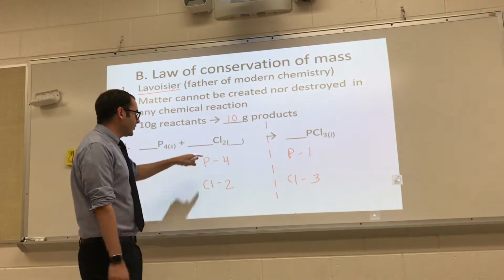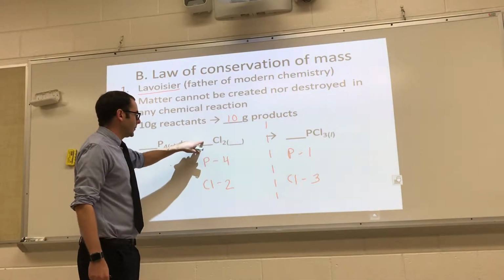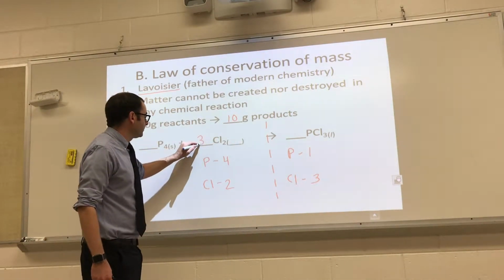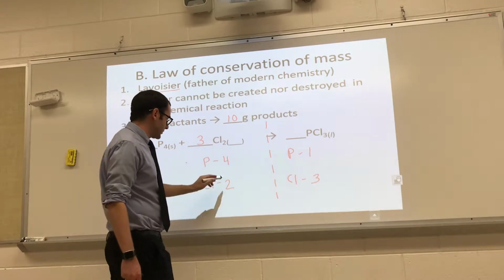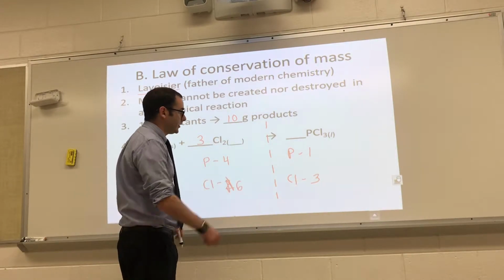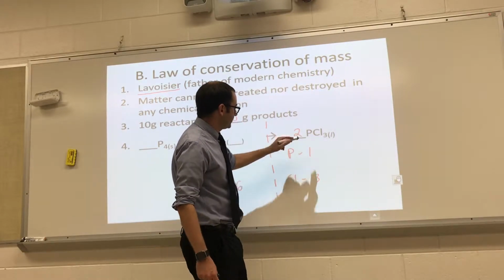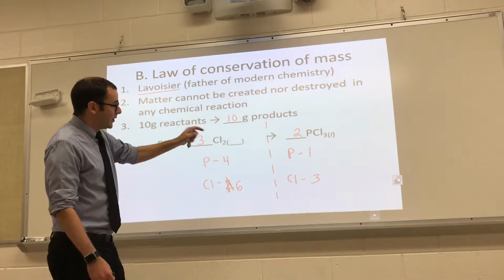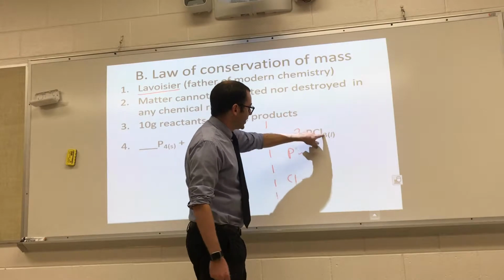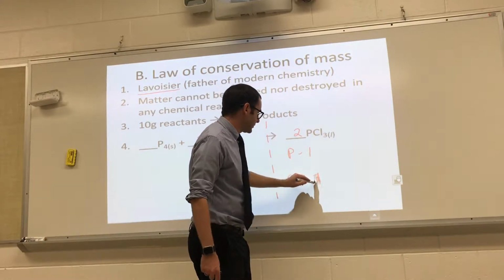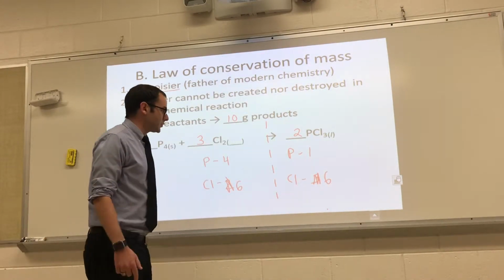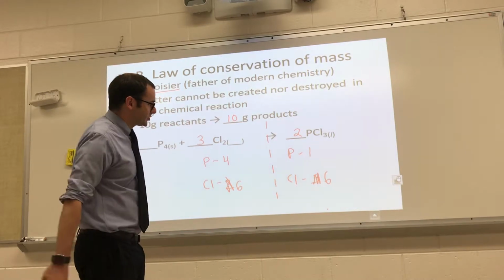6. So how do we make this 6 chlorines? What do we put here? Yeah, we put a 3 here. 3 times 2 gives us 6, good. And then over here, what do we put? All right, we put 2. So now we have 2 times 3 gives us 6. So that's cool. What did this change the P's to?